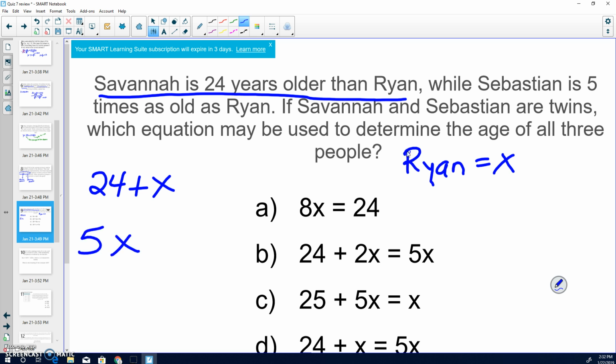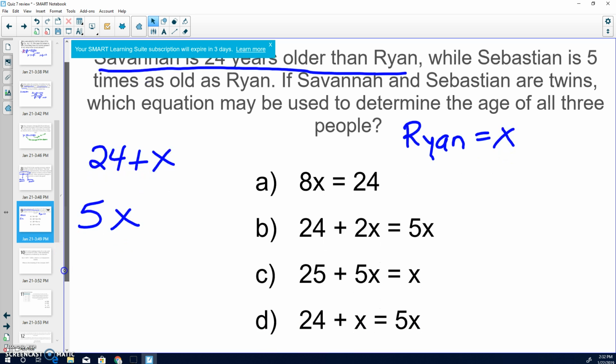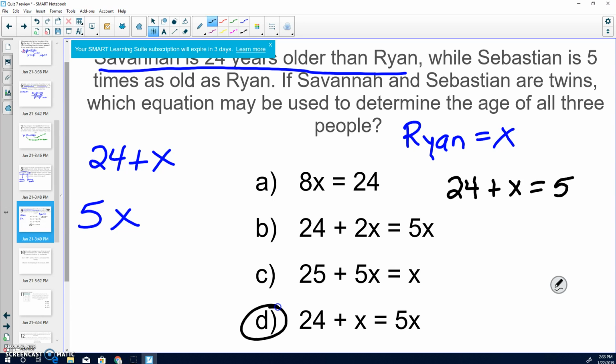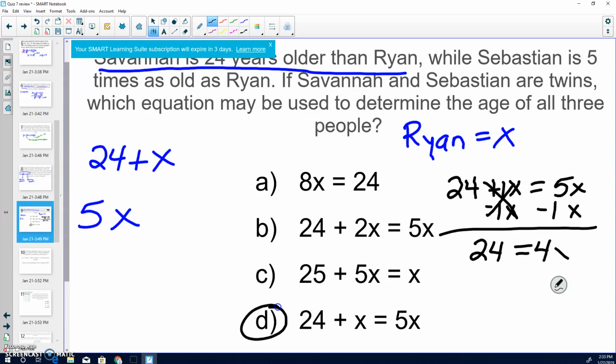So which equation can you use to find out their break-even point? Okay, so you would say D, because 24 plus x, and then 5 times x. If we wanted to solve and figure out how old Ryan was, remember there is a 1 in front of this x, correct? So minus 1x, minus 1x. This cancels out. I'm left with 24 equals 4x. Divide by 4. Ryan is 6.